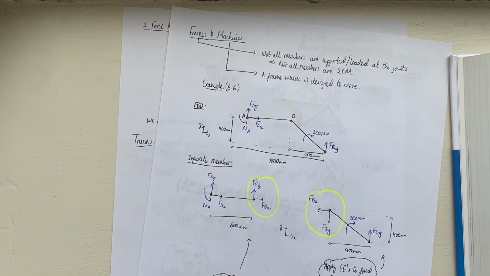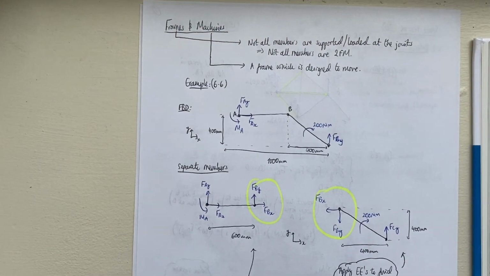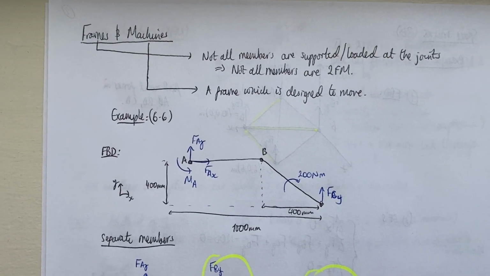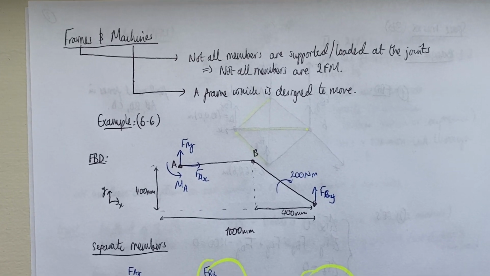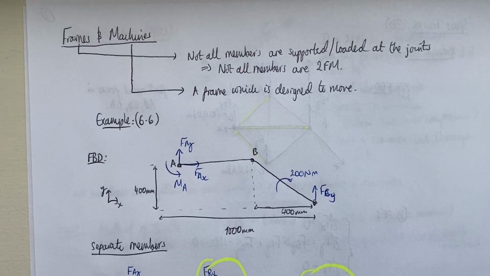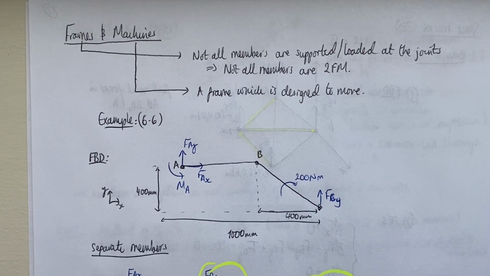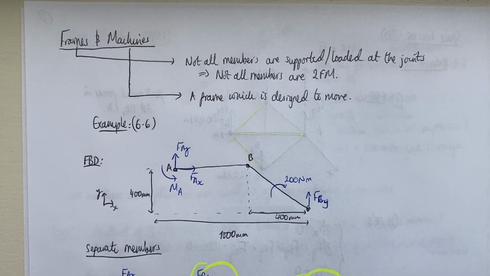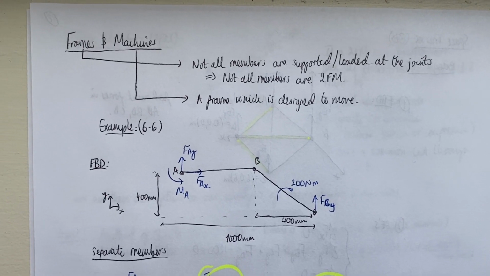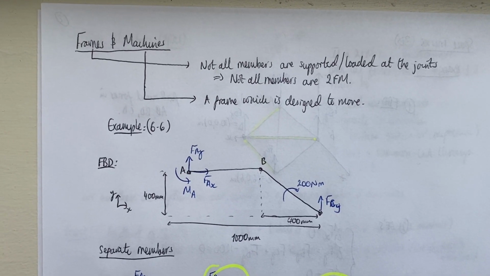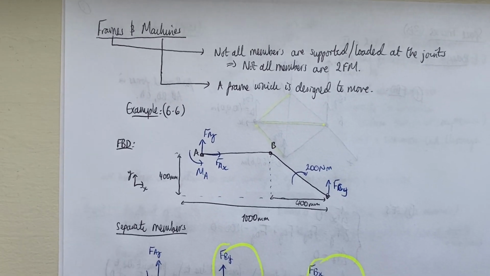Let's finally have a look at frames and machines to complete this section. You'll recall that a frame is kind of like a truss, but not all the members are supported or loaded at the joints, and therefore they're not all 2-force members. So we have to apply a slightly different approach to solve a frame question. And a machine is a frame which is designed to move, like we saw some examples of some tools, some machinery, some gym equipment and that kind of thing.